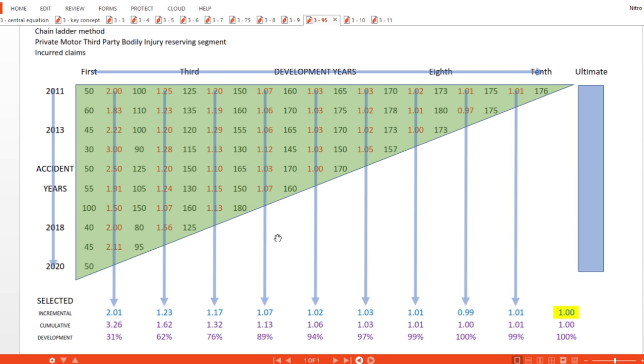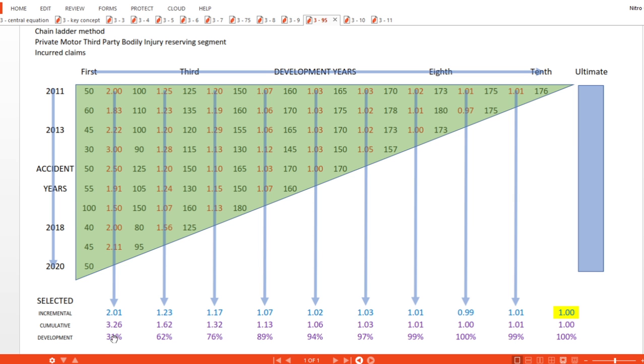We can also add a couple of additional rows at the bottom. These are firstly the cumulative link ratios, which are simply the product of the incremental link ratios from that development period on. So we get 3.26 as the cumulative link ratio from development year 1 onwards. So that's 2.01 times 1.23 times 1.17, etc., etc. And this row of data is actually the value of m we need for our central equation.